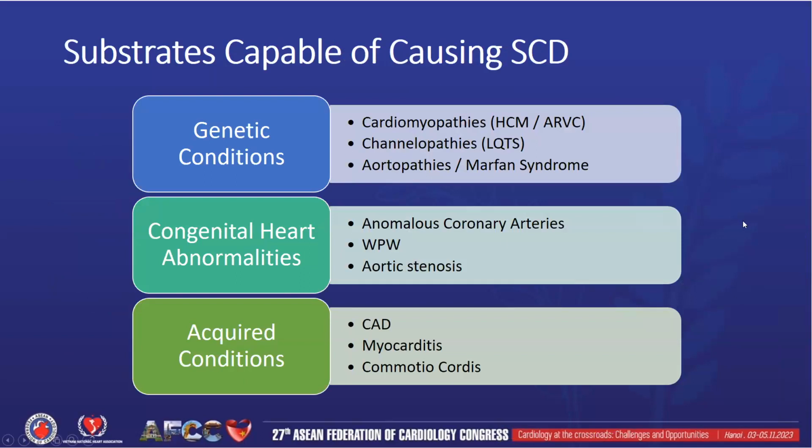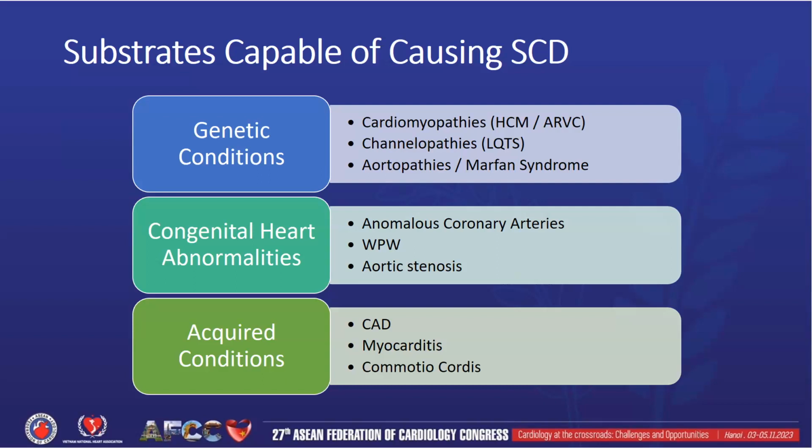The substrates that are capable of causing sudden cardiac death include genetic conditions such as cardiomyopathies, channelopathies, and aortopathies, such as Marfan syndrome. They also include some congenital heart abnormalities. Perhaps chief on that list is the anomalous coronary artery. Wolff-Parkinson-White has been speculated to cause sudden cardiac death, and then some minor association with congenital aortic stenosis.